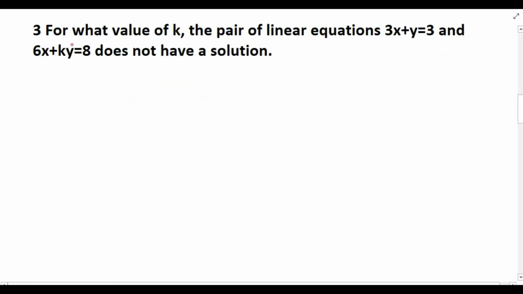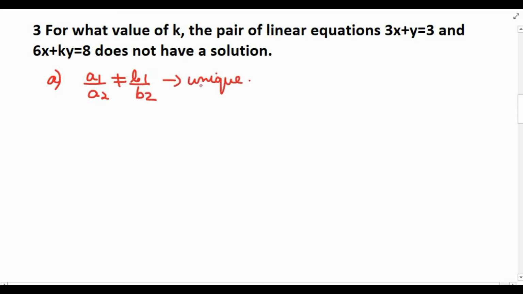Next question, for what value of k does the pair of linear equations not have a solution? This question is asked from the chapter Pair of Linear Equations. We have studied three conditions. The first condition is if a1 by a2 is not equal to b1 by b2, then it has got a unique solution.